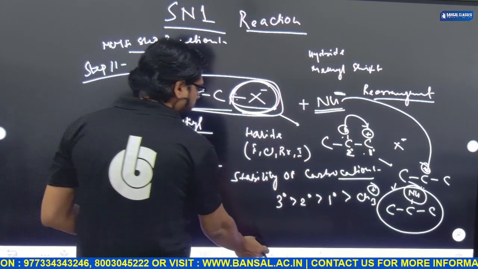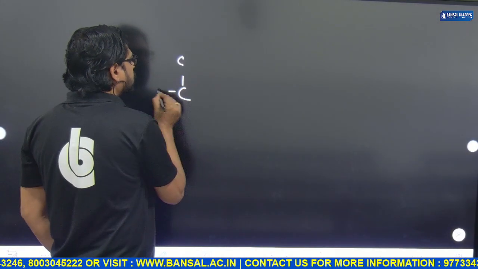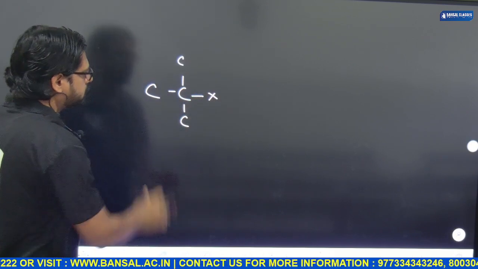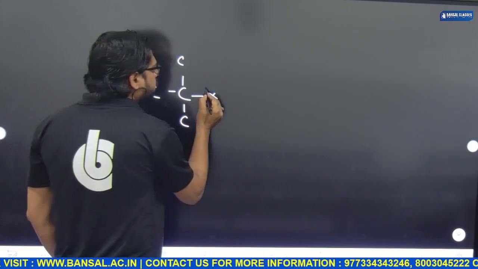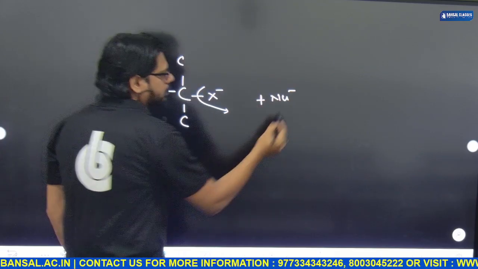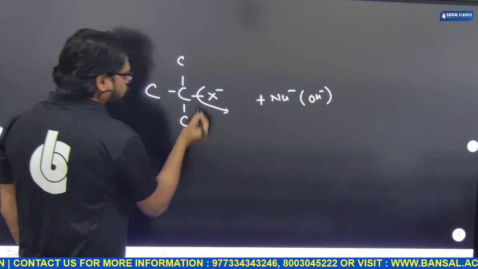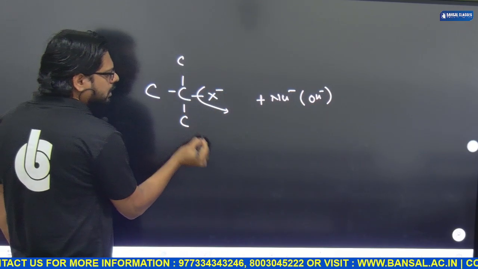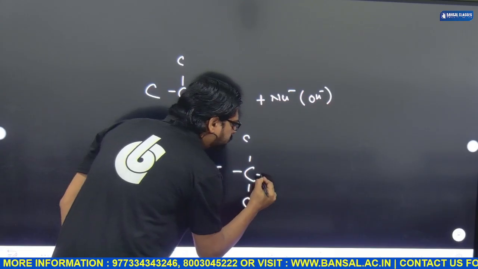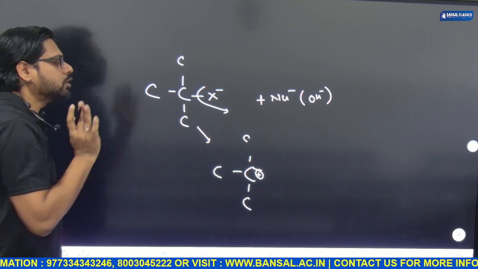Let's take another example to make you understand better. Let's take a 3 degree carbocation. This is a 3 degree carbocation, and this is a halide added on it, so we will say this is an alkyl halide. It will go from here like this, and we have a nucleophile also present. For example, we will take an OH nucleophile. Now, in the very first step, X will leave from here, and it will make a carbocation of 3 degree. We have earlier seen that a 3 degree carbocation is a much more stable entity.